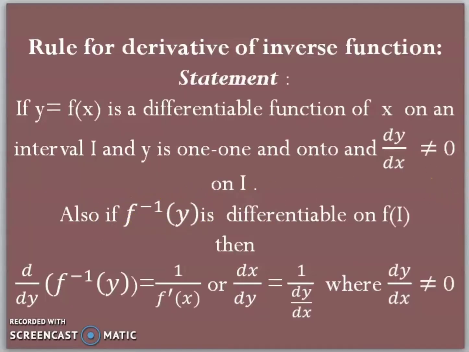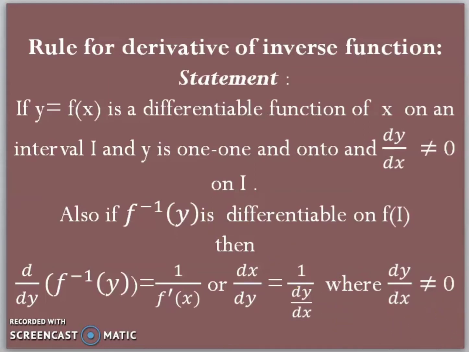Rule for derivative of inverse function. Read it alongside me. The statement says: if y is equal to f(x) is a differentiable function of x on an interval I, and y is 1 to 1 and onto, and dy by dx is not equal to 0 on I. Also, if f inverse(y) is differentiable on f(I), then d by dy of f inverse(y) is equal to 1 upon f dash(x), or in other terms dx by dy is 1 upon dy by dx, provided dy by dx is not equal to 0.